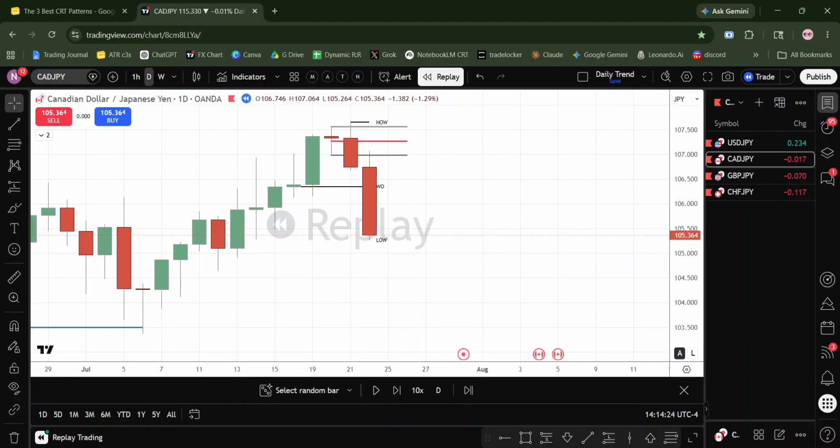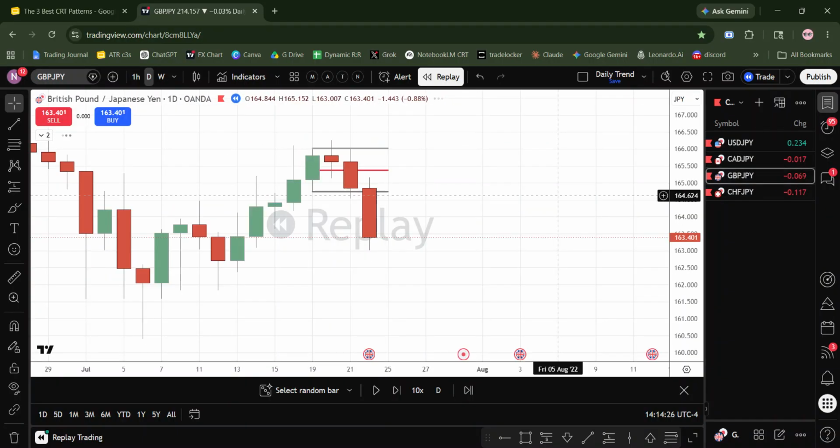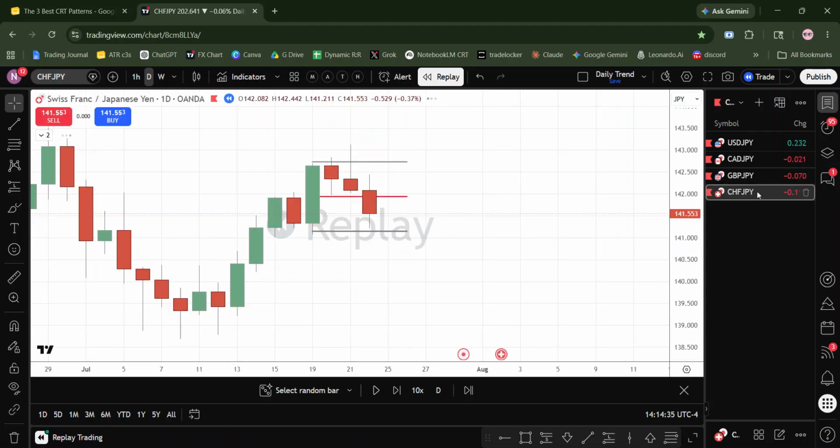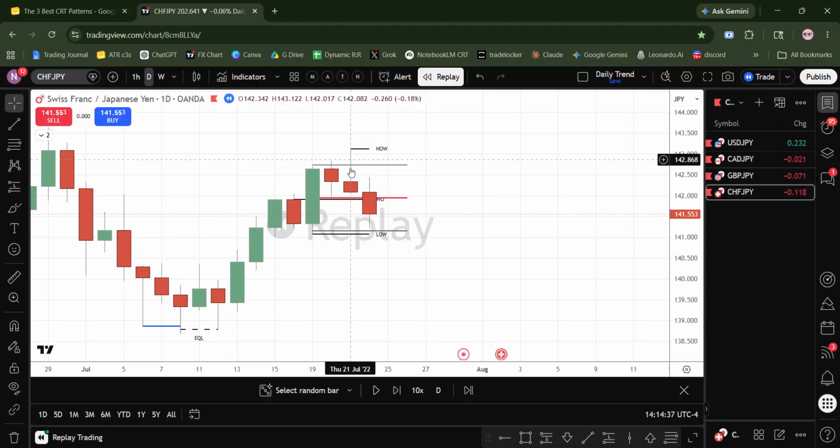High of the week. High of the week was back here on this one. So it's candle 2, 3, and then a candle 4 continuation like that. And then high of the week right here. Candle 1, candle 2, candle 3 continuation to the downside. Okay, so those were good.